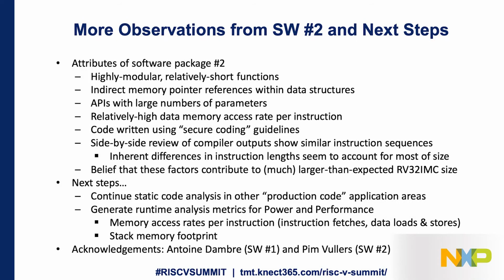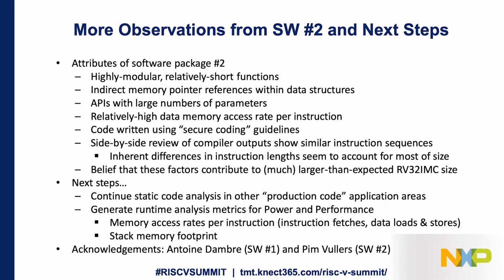So just some additional observations about this software package number 2. The data led us to try and look into more details about exactly what was going on here. There were a number of attributes that were applicable to this particular software package. First of all, this code is very highly modular, with a lot of relatively short functions. There are a lot of indirect memory pointer references within data structures. The APIs have a large number of parameters associated with them. And there's a relatively high data memory load and store reference rate per instruction.